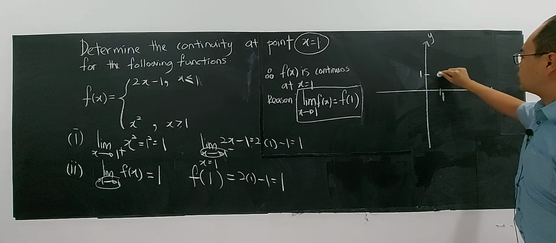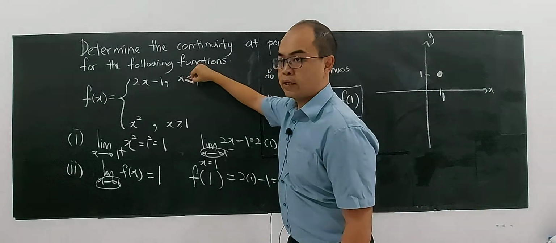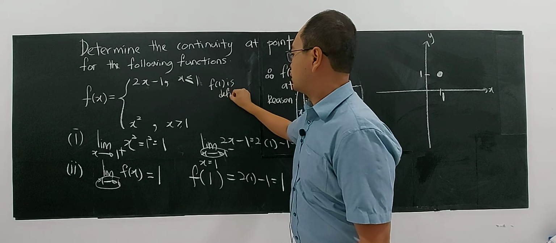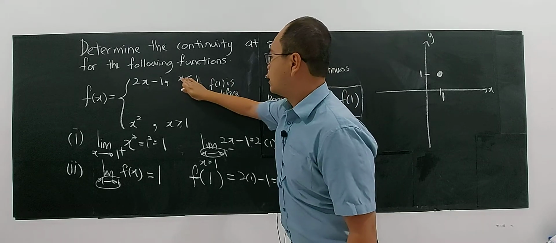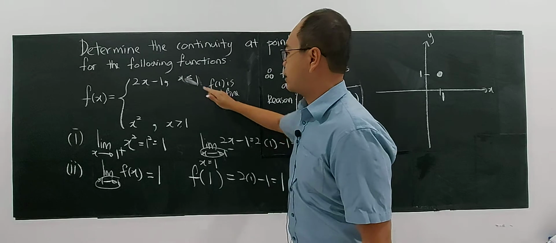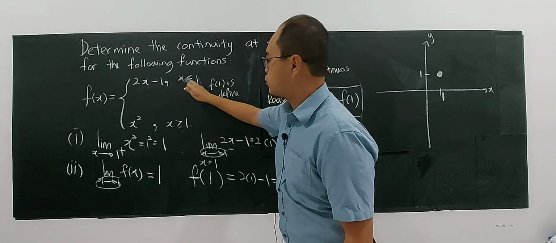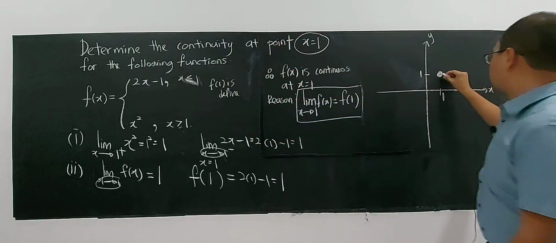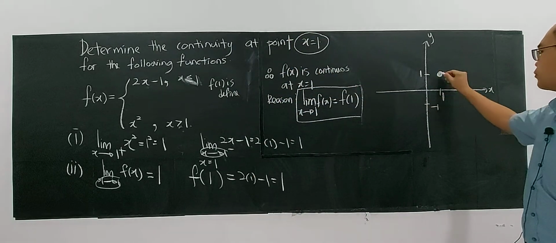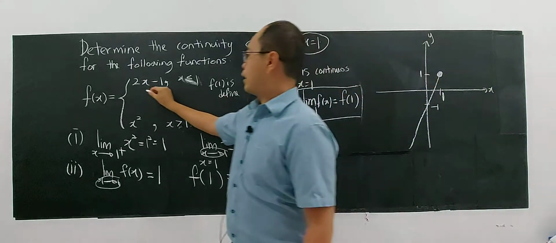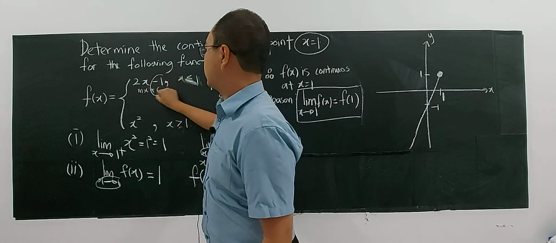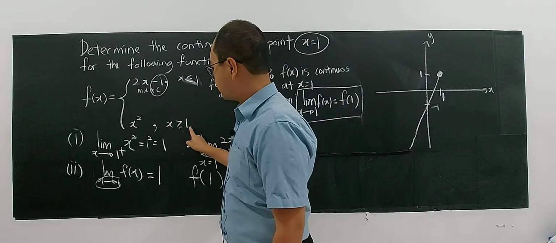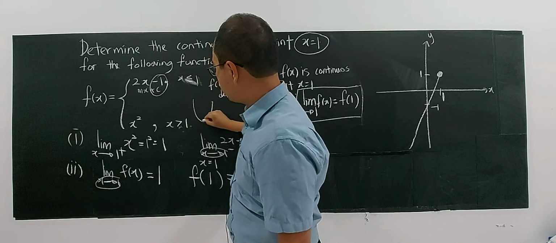And there is a solid circle. Why a solid circle? Because there is an equal sign here, so f(1) is defined. If there were no equal sign here, f(1) would be undefined because 1 does not belong to this piece. Now there is an equal sign, so f(1) is defined. So you have 1 here, and the line passes through negative 1, the y-intercept, as in mx plus c. Then x squared, when x is more than 1, the graph for x squared will be this way.